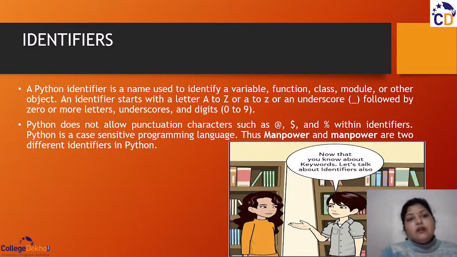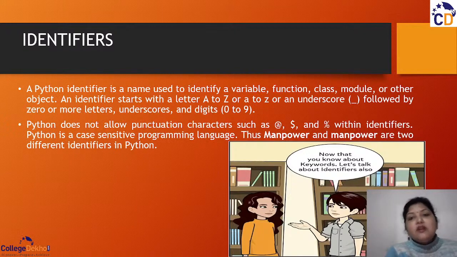So let's start with that. An identifier starts with a letter, A to Z or lowercase a to z. They both are different. In the previous class, I told you that since it is a case sensitive language, capital A and lowercase a are totally different. They are not the same, right? Or an underscore followed by zero or more letters, underscores and digits from 0 to 9.